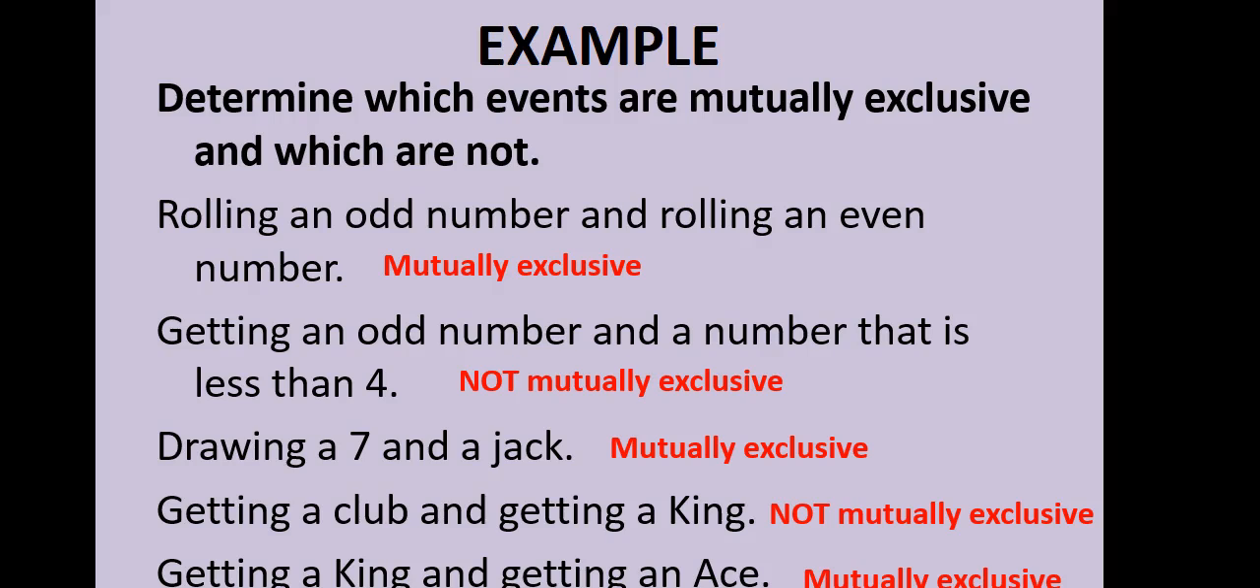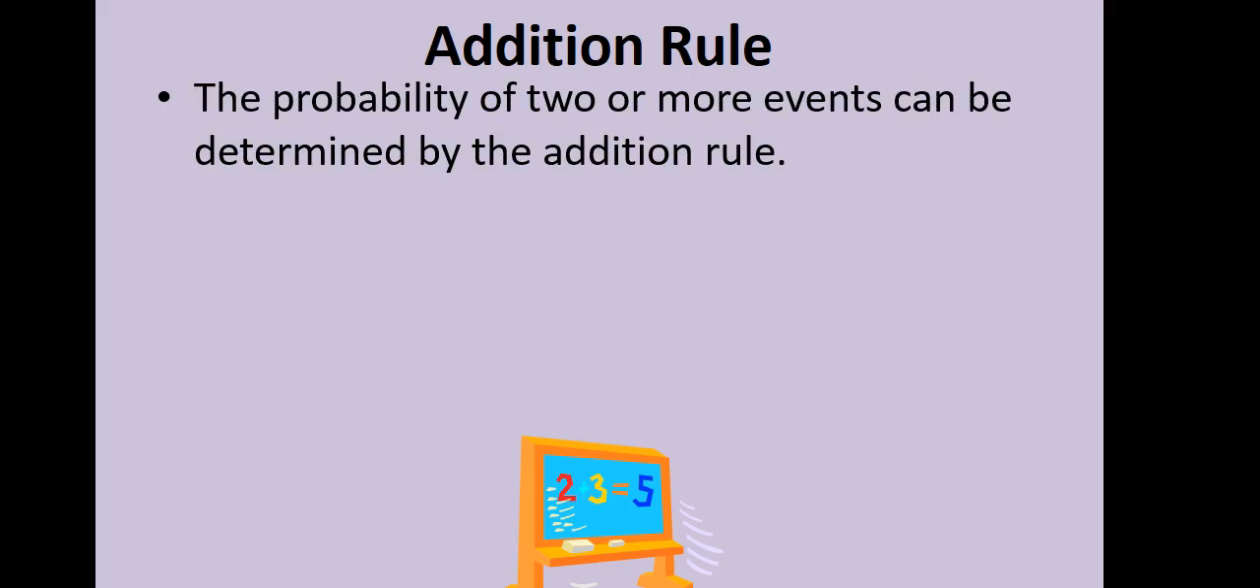So again, anytime we're talking about something being mutually exclusive, that means the events cannot happen at the same time. And events that can happen at the same time are not mutually exclusive. Now, you're probably wondering, why are we worried about all this? Well, it comes into play when we talk about something we call the addition rule. The addition rule is when we're talking about two or more events occurring at once.